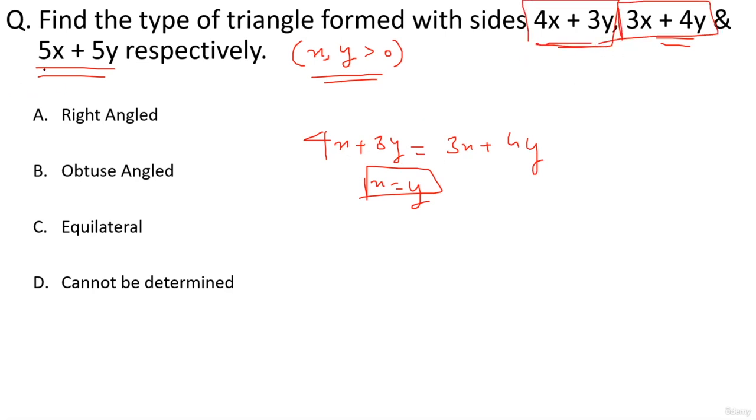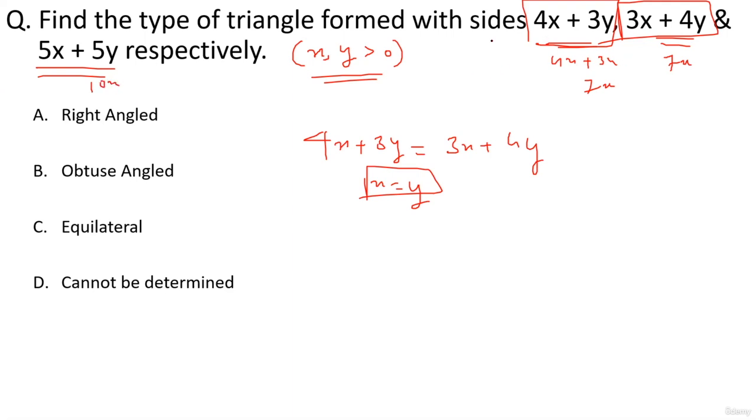But this won't be equal to 5x plus 5y, because if x is equal to y, then 4x plus 3y basically becomes 4x plus 3x, replacing y with x. Same way y can be replaced by x, so you'll have 7x and this becomes 10x. It's an isosceles triangle, right?